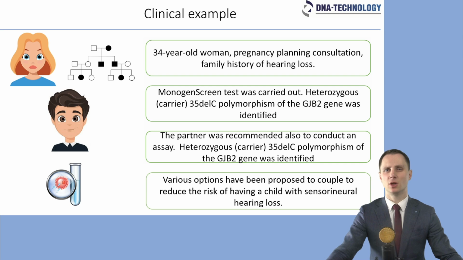At the end of this lecture, I would like to give a clinical example that confirms the significance of preconceptional screening. A 34-year-old woman is having a pregnancy planning consultation. In the family history, the obstetrician-gynecologist found a case of hearing loss on the paternal side. After the testing, the carrier state of a pathogenic variant of the GJB2 gene was detected. After additional studies, this variant was also found in the patient's partner. Having been offered various options to reduce the risk of having a child with neurosensory hearing loss, the couple turned to the reproduction clinic. The pregnancy ended with the birth of a healthy baby.